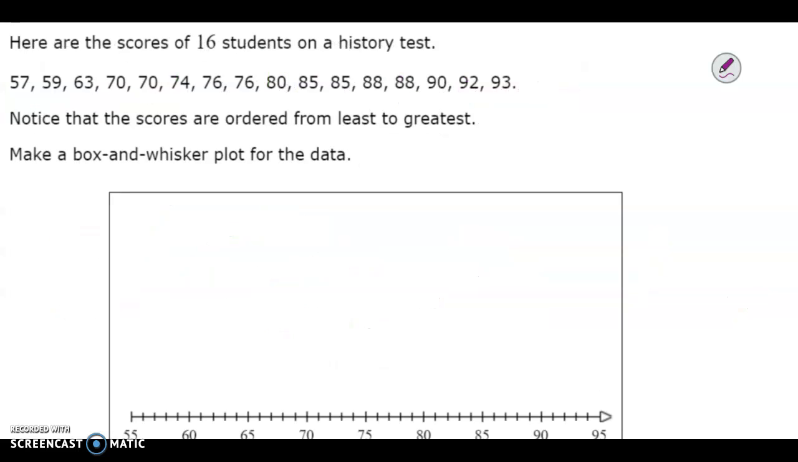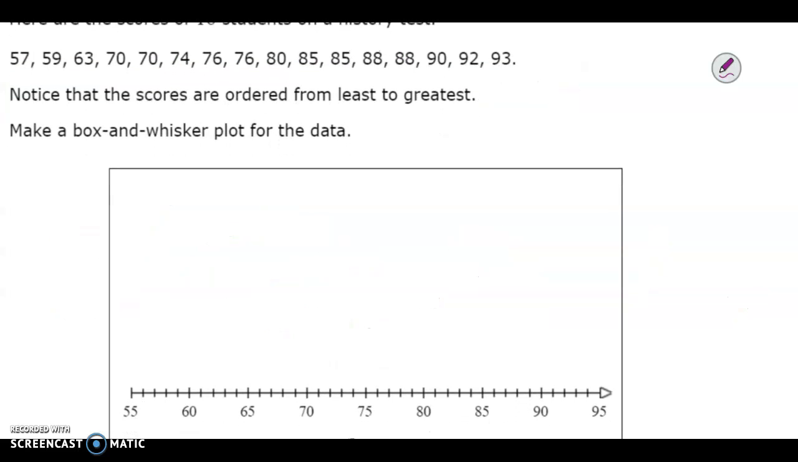Okay? So here we'll make a box and whiskers plot. So again, the max, the min, and the median are all things we can find real quickly. So that minimum is 57. So your whisker here, that's a little off. Your whisker here is going to go all the way down to 57. So that's going to be where your low end point is. Your maximum, the other whisker, is going to be all the way to 93.